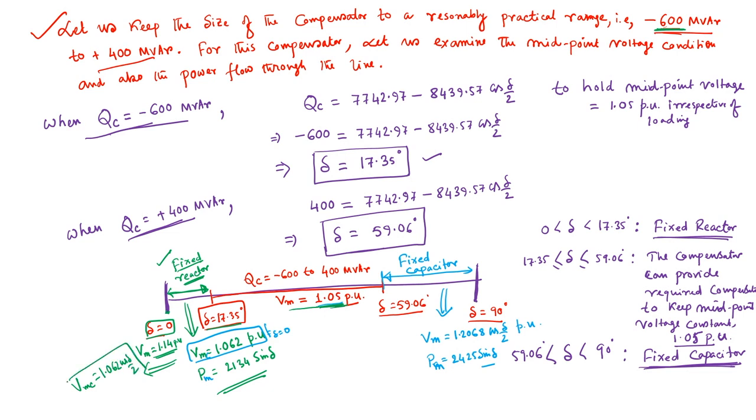So, this is the expression of Vmc when it is operating as fixed capacitor mode, and this is the expression of line flow. You can see line flows are also getting changed here, as are the voltages. Now, what we can do is plot this midpoint voltage.